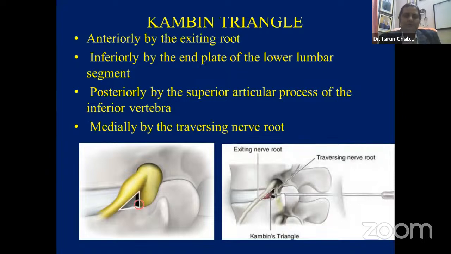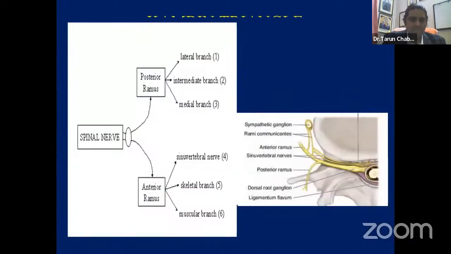This is the most important thing that tells us how to do the transition from open surgery to the transforaminal technique. Kambin's triangle is bounded anteriorly by the exiting root, inferiorly by the end plate of the lower lumbar segment, posteriorly by the superior articular process of the inferior vertebra, and medially by the traversing nerve root. So this is the triangle of excursion where we will land our needle entry into the disc and then we come out in the inside-out technique.